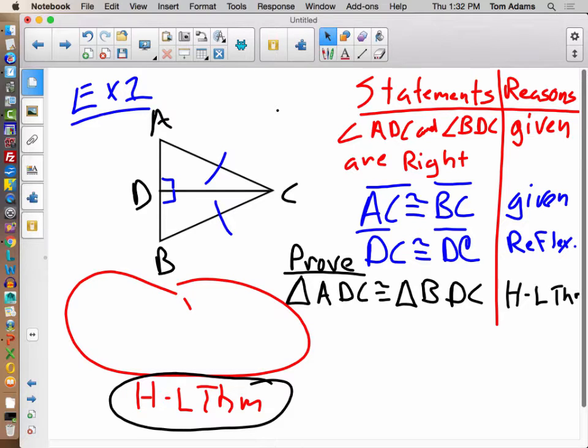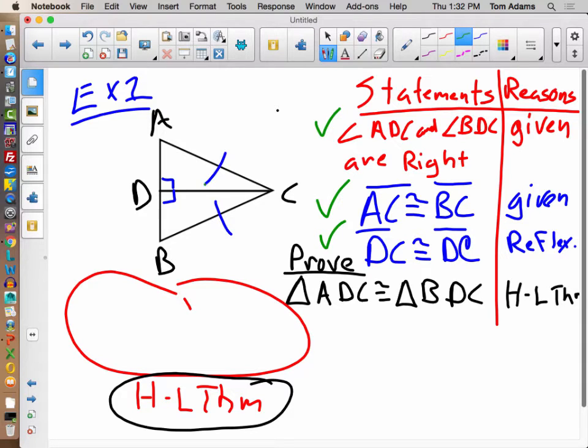And just to kind of recap, are they right angles? Yep. In fact, let's go through the list. Are there right angles? Yes. Are the hypotenuses congruent? Yes. Is there a leg that's congruent? Yes. So I have a hypotenuse leg congruency between two triangles, and I happen to know that they are right triangles.